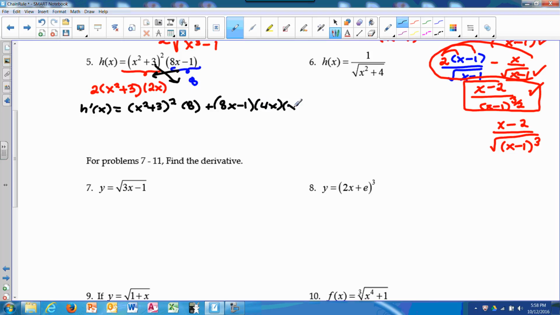Now I'm going to go ahead and simplify this derivative when I write it down. 2 times 2 is 4, so I'm at least going to write it as 4x and x squared plus 3.